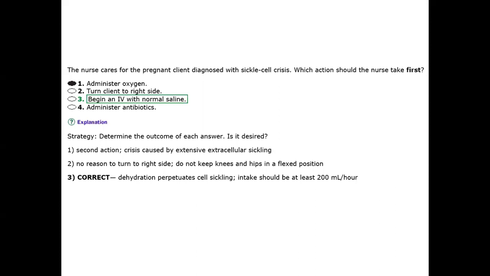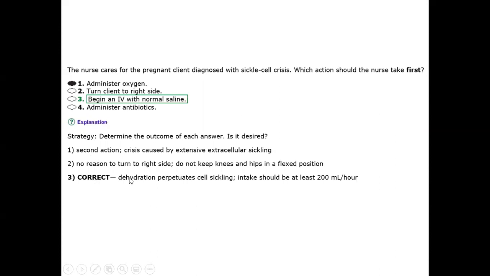Number 2, place the client in the right side position. It does not make any sense, not related to sickle cell disease. Number 3, begin IV with normal saline. So it is water. If the patient is dehydrated, pain is more and sickling will increase because of the sickle cell crisis. Give them water, hydrate them, give them normal saline. And administer antibiotics. Antibiotics do not play any role here.